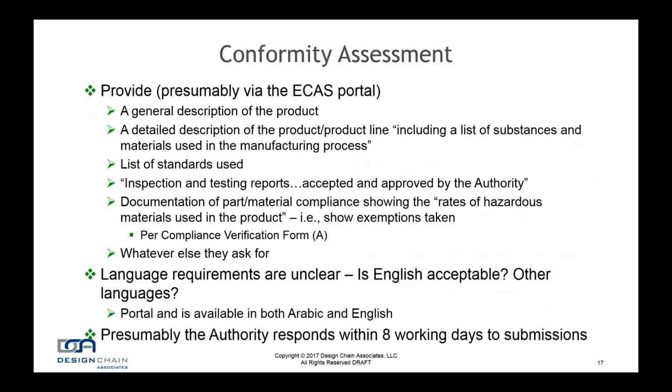Conformity assessment. This is where a lot of the questions are around. You must provide, and again, presumably via the ECAS portal. It's not specific about that, but when you look at the ECAS portal, it's pretty clear this is where you're supposed to provide the information they're asking for. A general description of the product, a detailed description of the product or product line, including a list of substances and materials used in the manufacturing process.